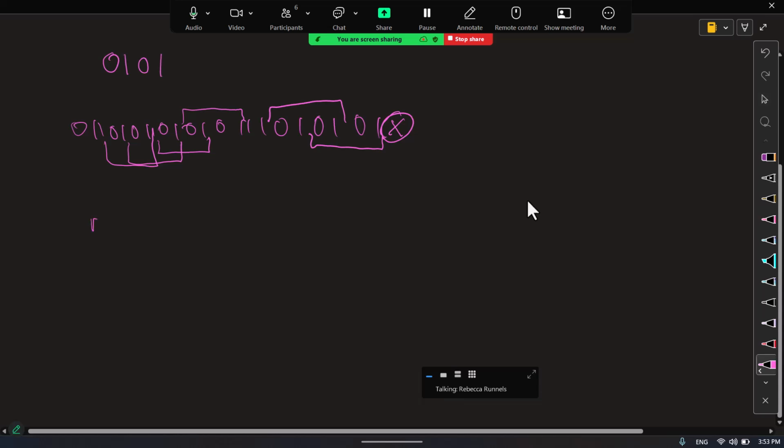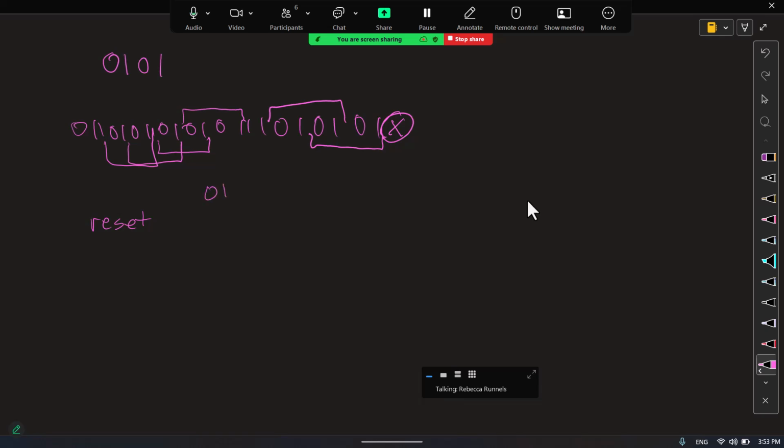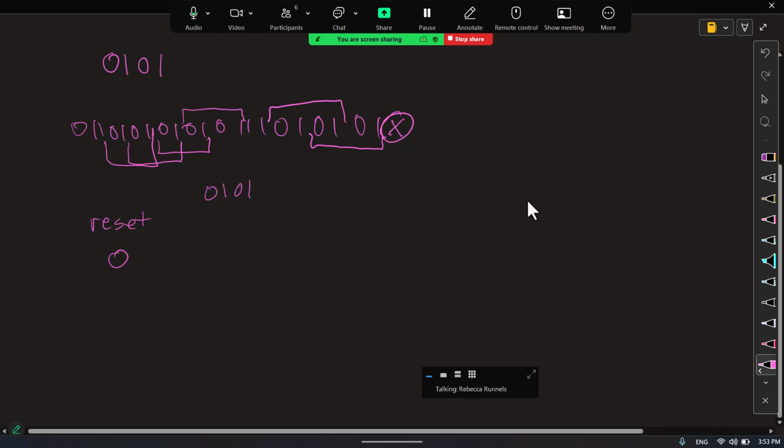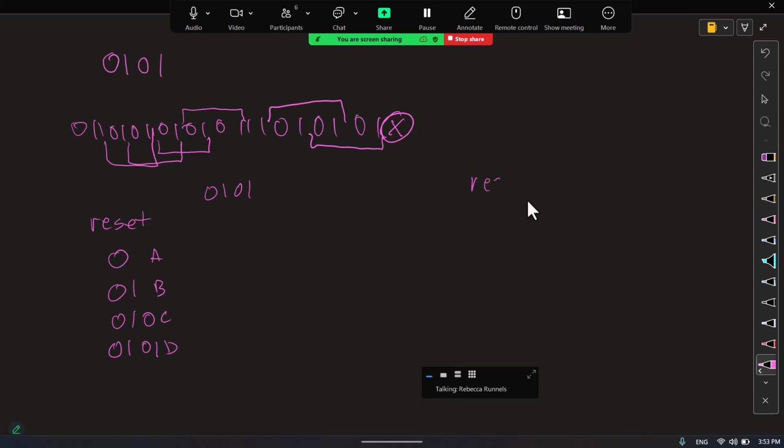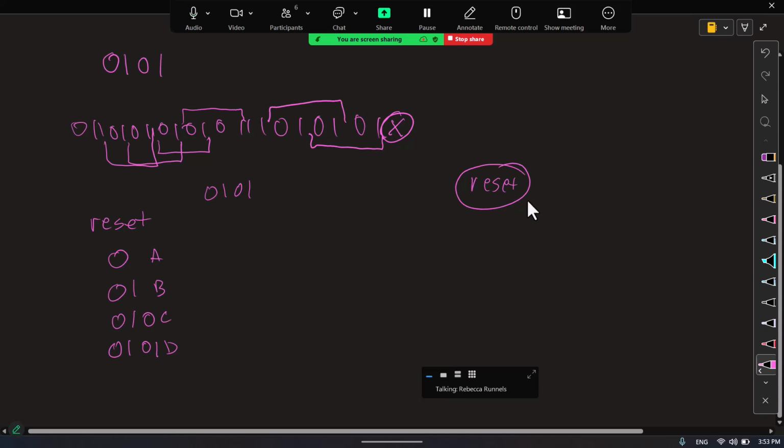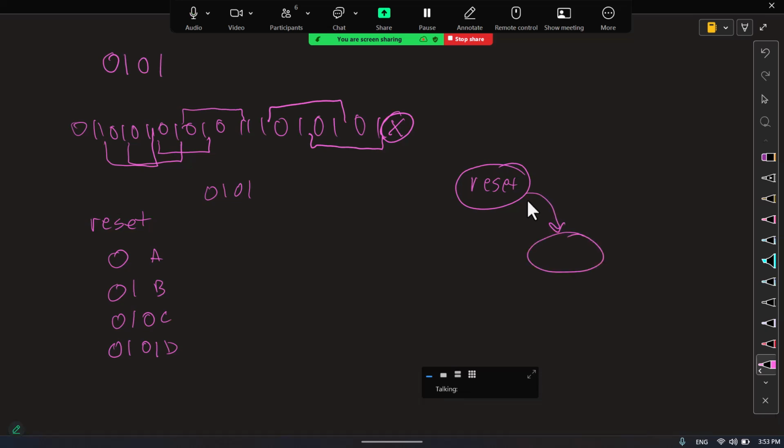So we have our reset, and if we're trying to get to 0, 1, 0, 1, our first thing would be a 0, and then a 0, 1, and then a 0, 1, 0, and then a 0, 1, 0, 1. So A, B, C, D. Starting with our reset, if we get a 0, where do we go? And if we get a 1, where do we go? Back to itself. To reset.